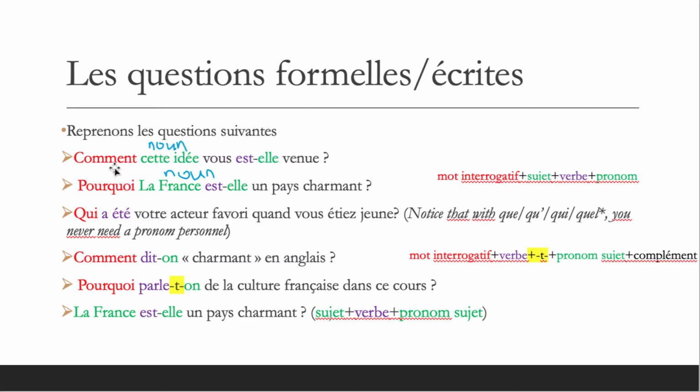Okay, so let's take a look. Comment cette idée vous est-elle venue? You're going to start with your mot interrogatif, followed by the subject, okay, whatever you're talking about, followed by the verb, followed by the pronoun of the subject, and then continue on with your sentence. Okay? Same thing here, you're going to be starting with your mot interrogatif, followed by the subject, followed by the verb, followed by the pronom that it corresponds to, un pays charmant.